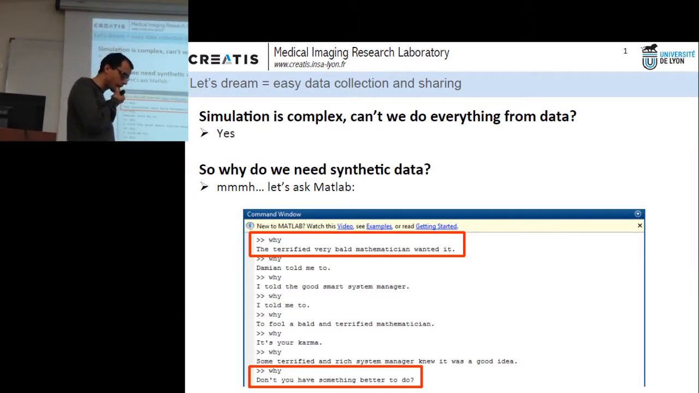So actually I prepared the talk, and on Monday evening we had a chat with physicians we work with, and it rather changed our point of view on this. The clinicians say simulations are really, really complex. The real world data is really complex, so we could do everything from data. If we have millions of data, we could do everything and we don't need simulations. So basically, just asking a little joke to MATLAB, why? MATLAB answers, well, the terrified mathematician wanted it. Then you ask again, and it says, I told you, and finally it answers, don't you have something better to do? So the purpose of the talk is really to try to see if the answer to the question is so categorical or not.